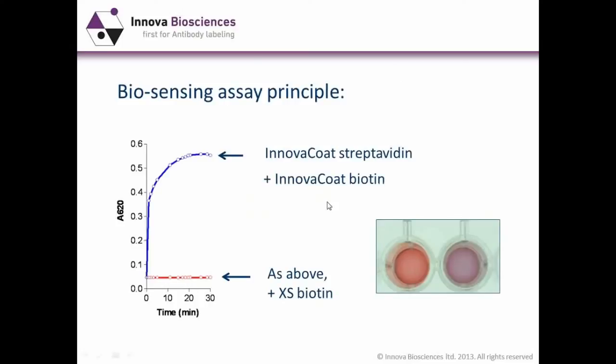This is the same type of thing. We're now scanning at 620 nanometers. It's a time course. We've got streptavidin and biotin in Innovacoat gold, and you see a rapid signal increase at 620 as the material turns from red to purple. And this is a control where we've got excess biotin, so it prevents the interaction. You can see that the material stays the original color. So that's the principle of biosensing and exploits unique features of gold nanoparticles.